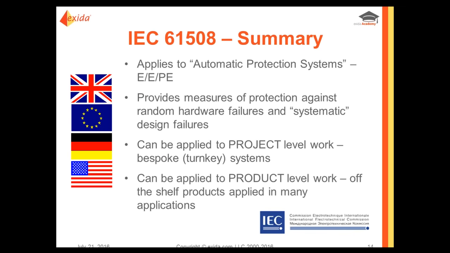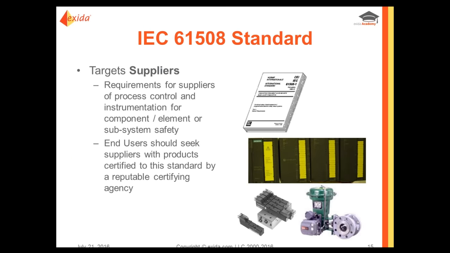The IEC 61508 standard applies to automatic protection systems, E/E/PE, which is electrical, electronic and programmable electronic equipment. It provides measures of protection against random hardware failures and also systematic design failures. It can be applied to both project level work and product level work. So it can be applied to bespoke systems and also off-the-shelf products.